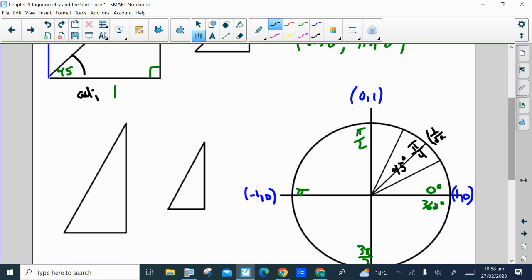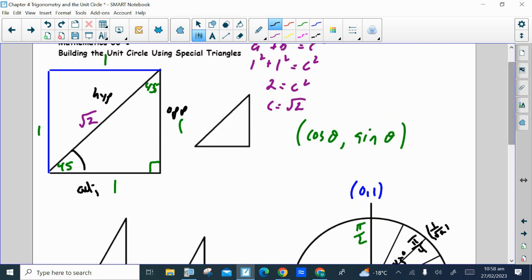And remember, at every stop on the unit circle, you've got two numbers, two components. The first one is the cosine of the angle. The second one is the sine of the angle. So from this angle, remember that sine is opposite over hypotenuse. That's the SO part of SOHCAHTOA. Opposite is 1, hypotenuse is root 2, so it's also 1 over root 2.